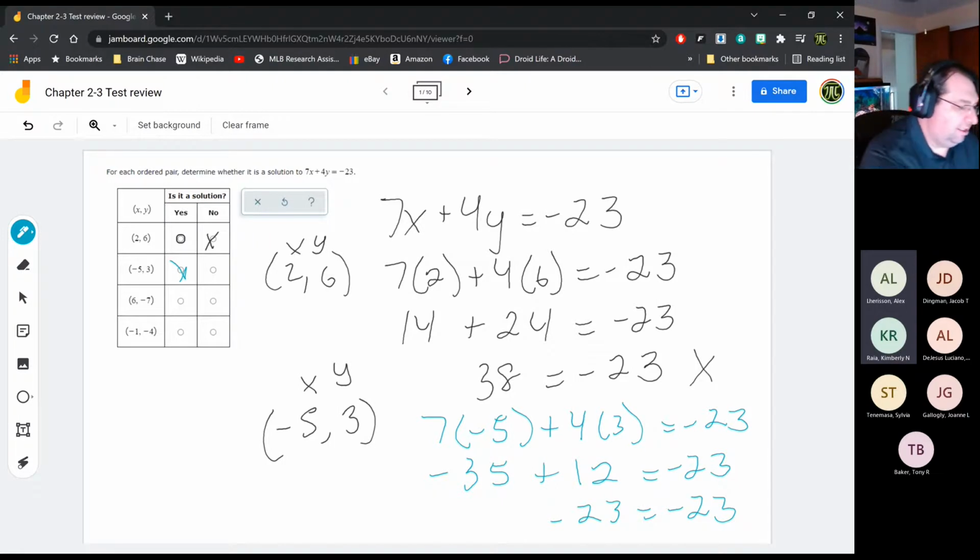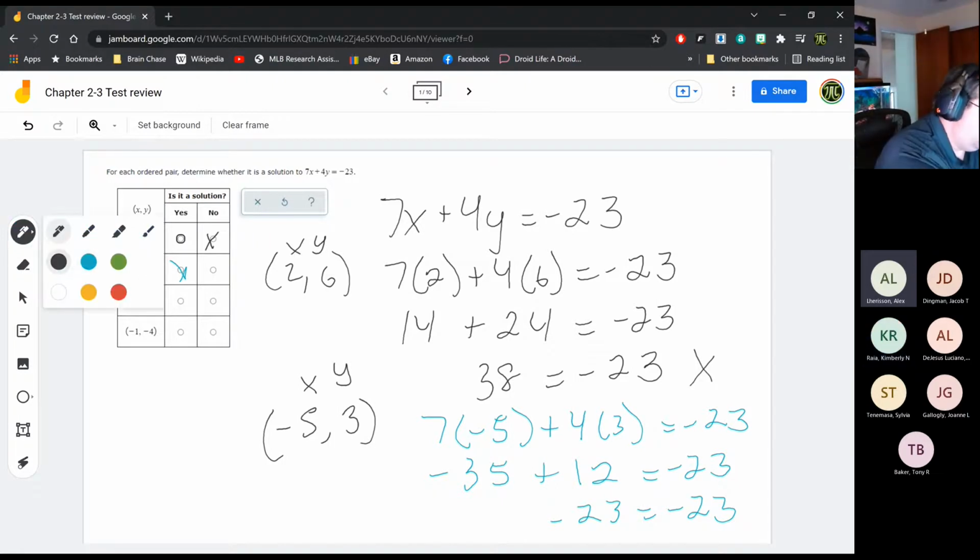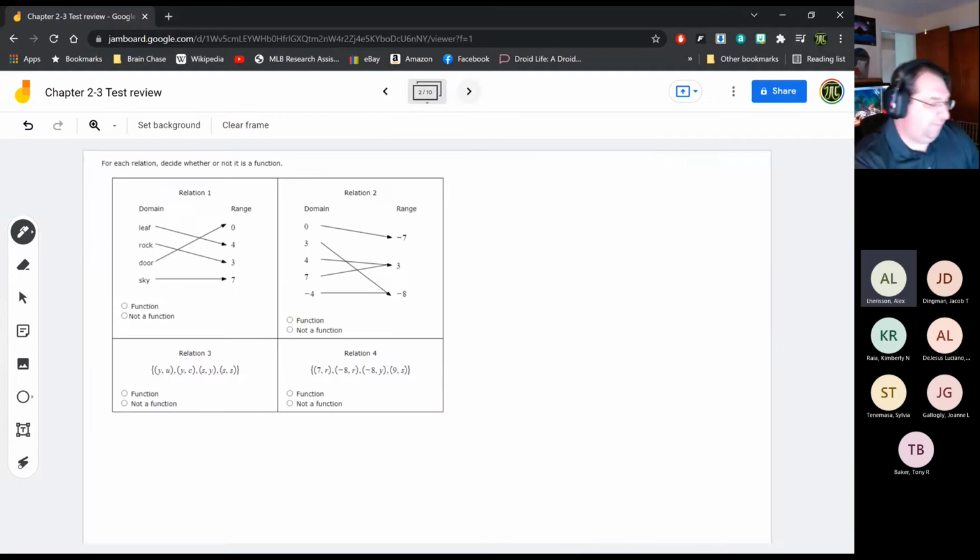All right. Moving along. I know a few of the other ones will be a little longer. All right, so domain and range. Remember, this is the one where we're figuring out if every input has exactly one output. So in the first two where you have the arrows, you're looking for 2 arrows coming out of one number. So in the first one, leaf, rock, door, and sky, they all have one line coming out of them. So it doesn't matter what the range is, it just matters what the domain is. So this one is a function because they all have one line coming out of them.